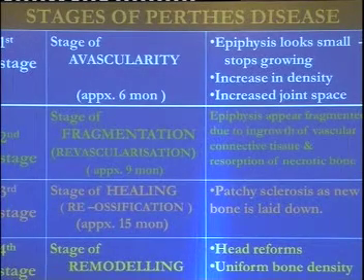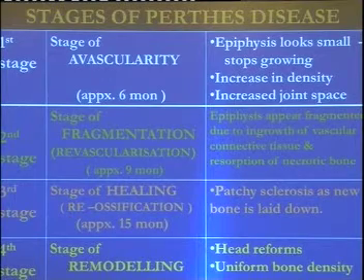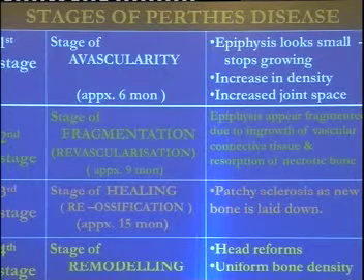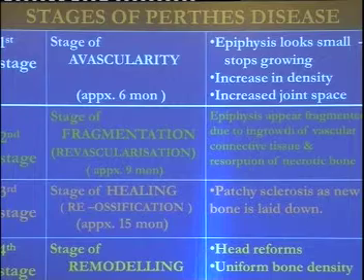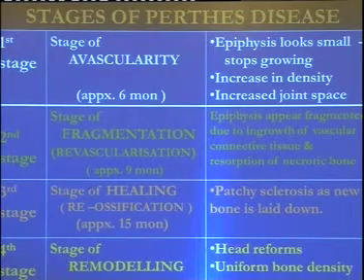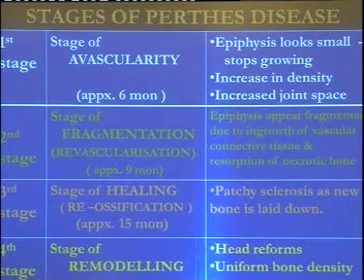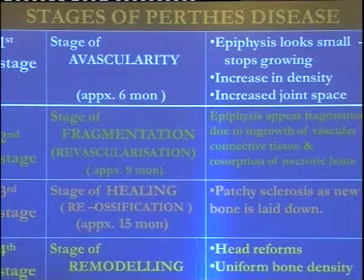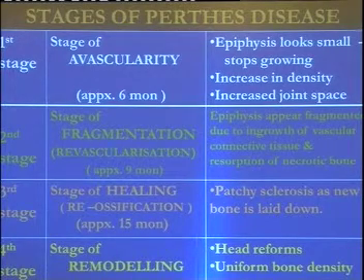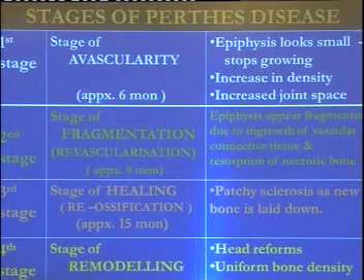What happens in this? It is avascular epiphysis, so it stops growing. Changes are very, very subtle. Epiphysis might look small. There may be some increase in the density of the epiphysis. Joint space characteristically in Perthes looks enlarged.